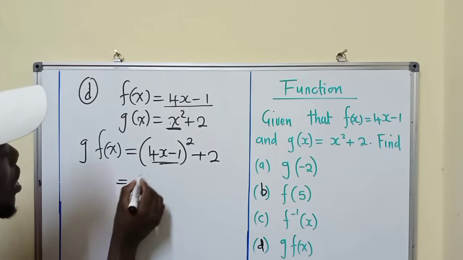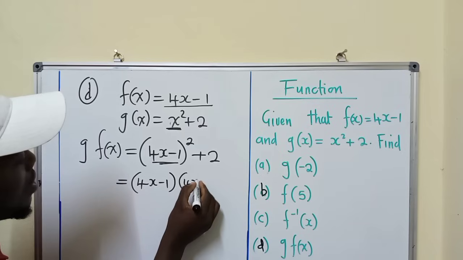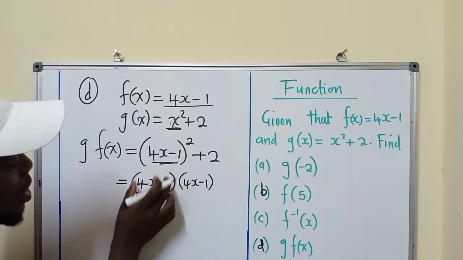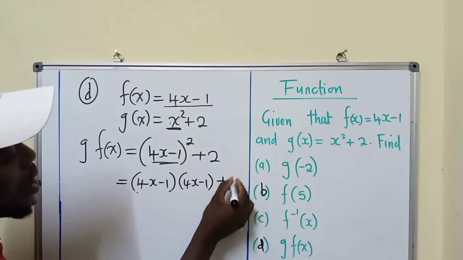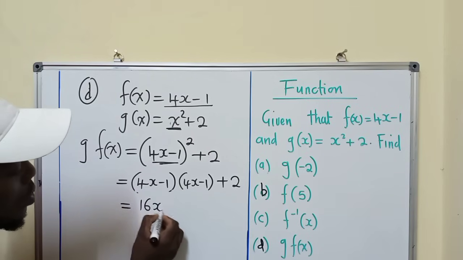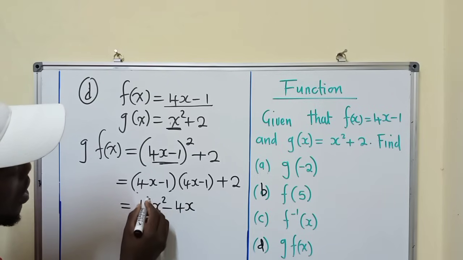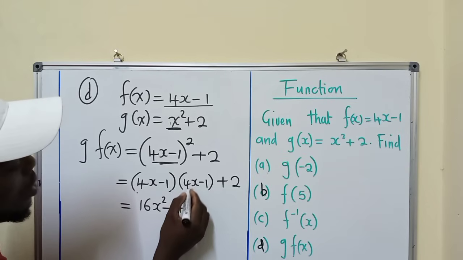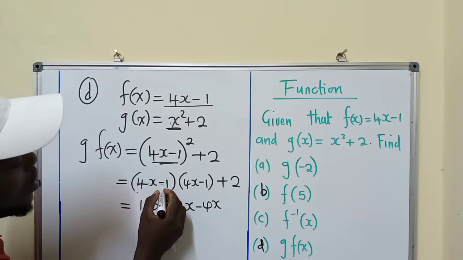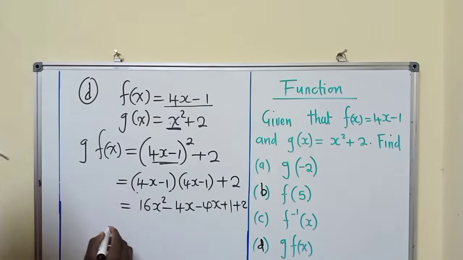Okay? So now I know you know how to simplify this, isn't it? This power 2 means this multiplied by itself twice, right? This times this. This is what the power 2 means. And the plus 2 there. 4x times 4x is 16x squared, isn't it? 4x times -1, it's negative 4x. -1 times 4x, the same, negative 4x. Negative times negative, it's positive. 1 times 1, it's 1, plus 2. These two, don't forget it.